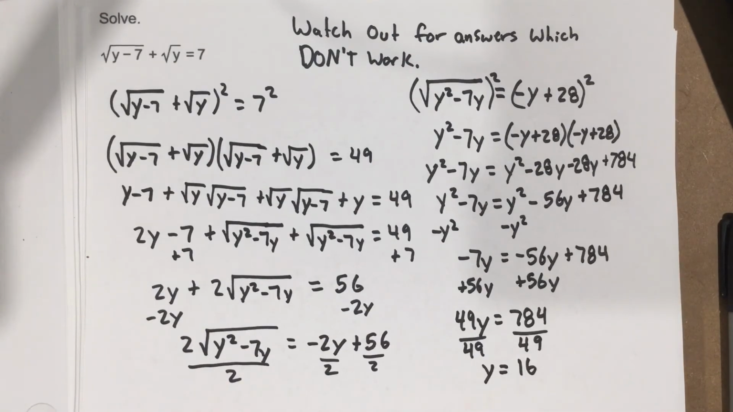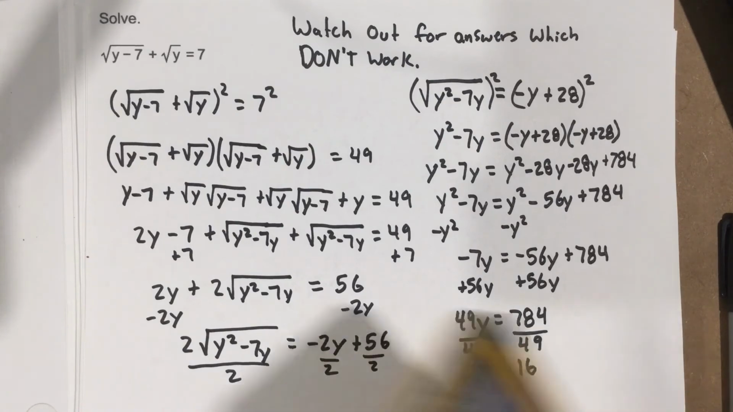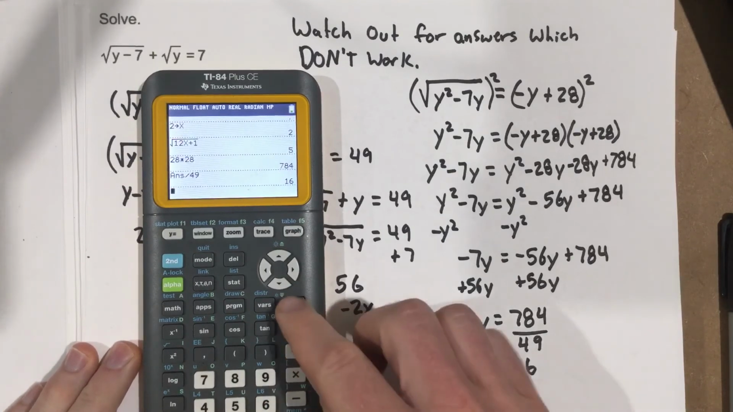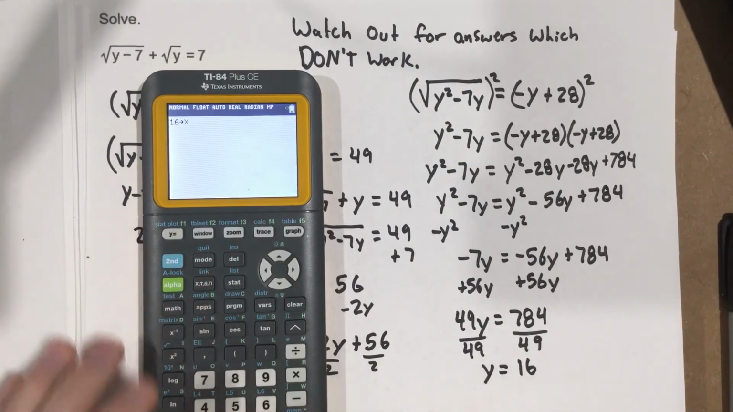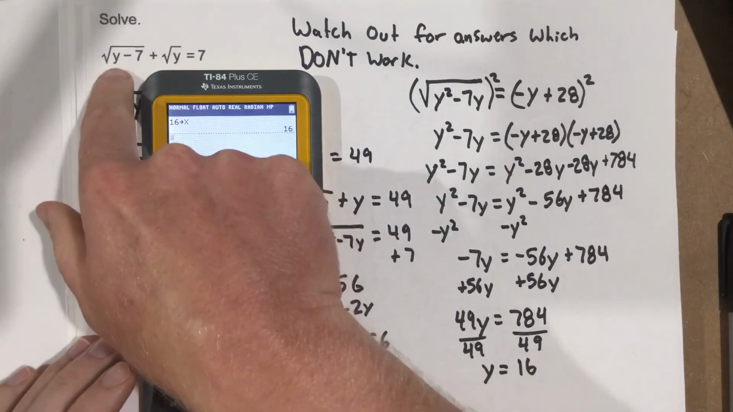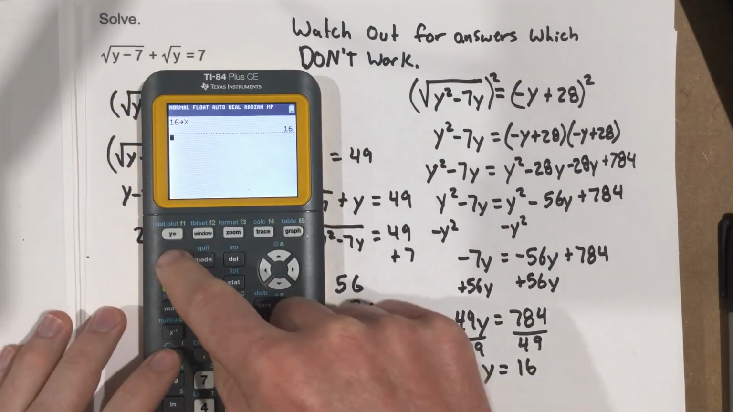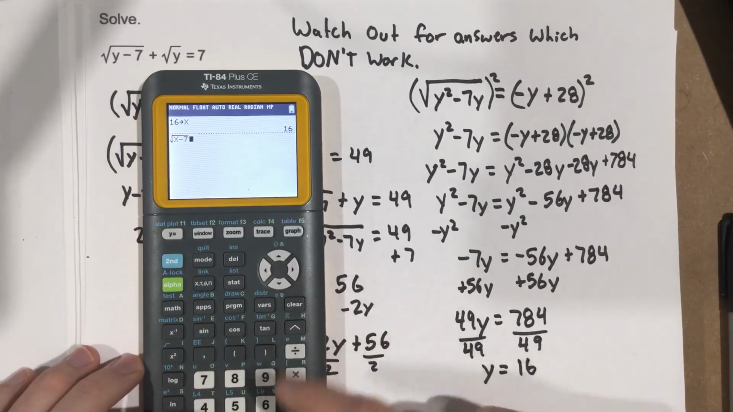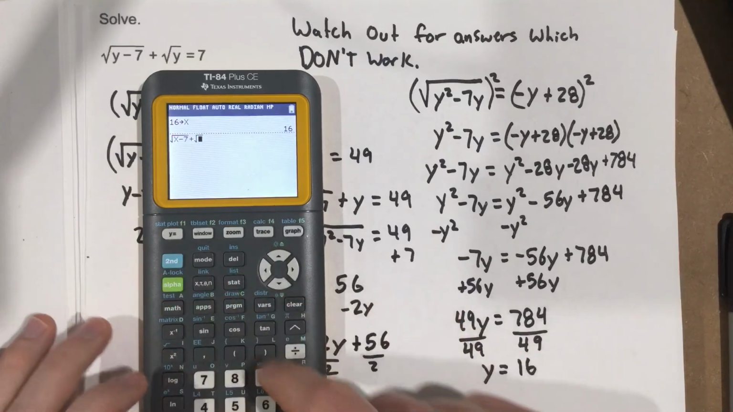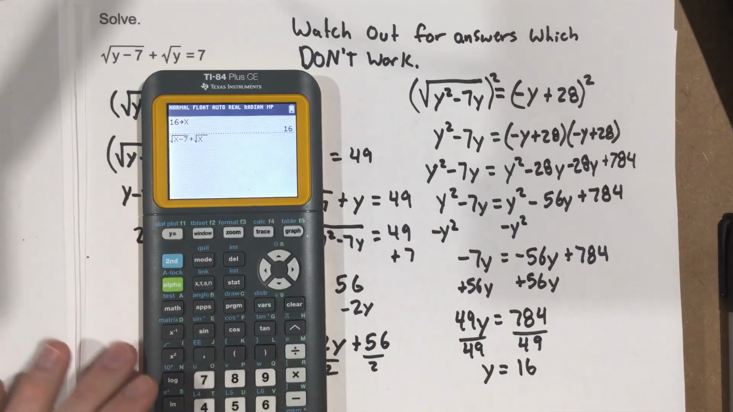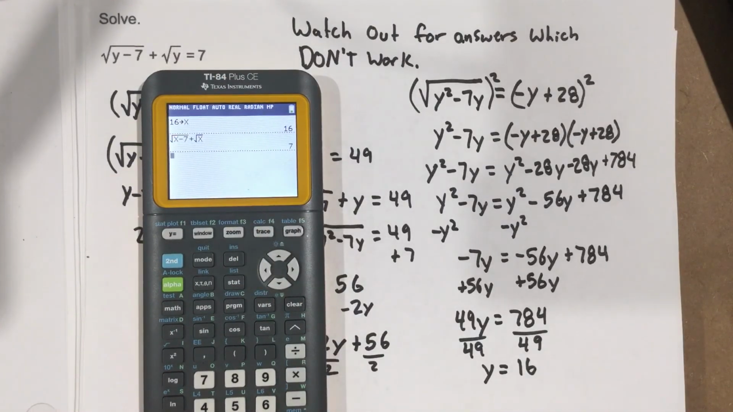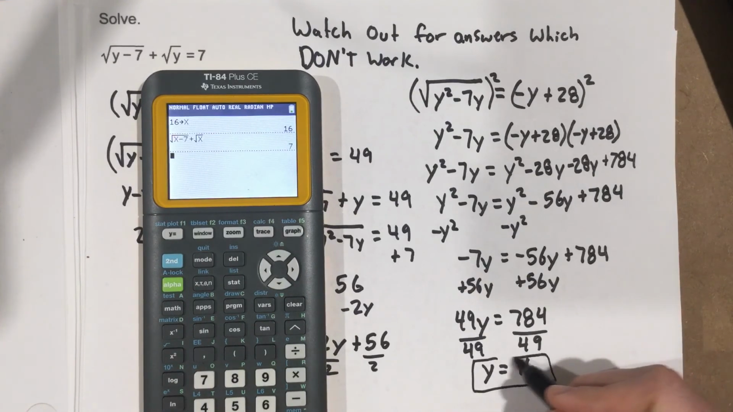What I need to do is plug in 16 to make sure that that actually works out. So I'm going to take 16, store it as x, and then I'm going to use x instead of y's here, but root x minus 7 plus root x, and I get 7. So x or y equals 16 is the solution to this problem. And there's no extras.